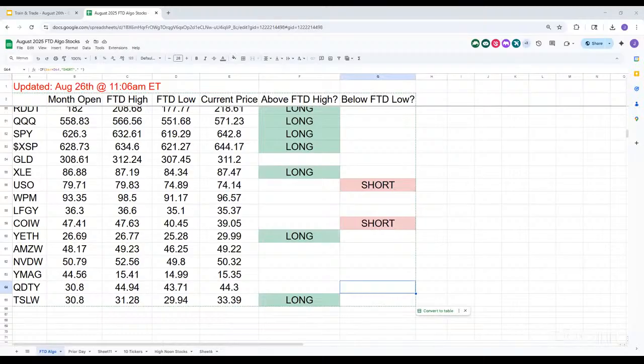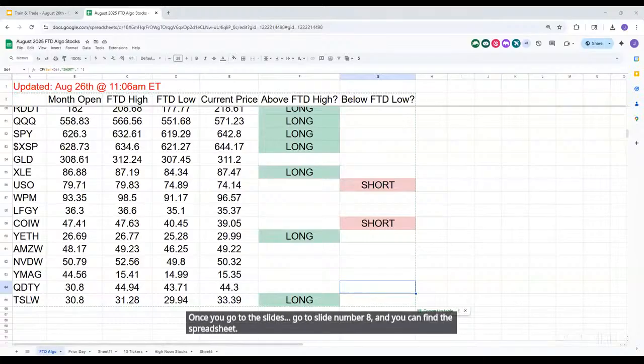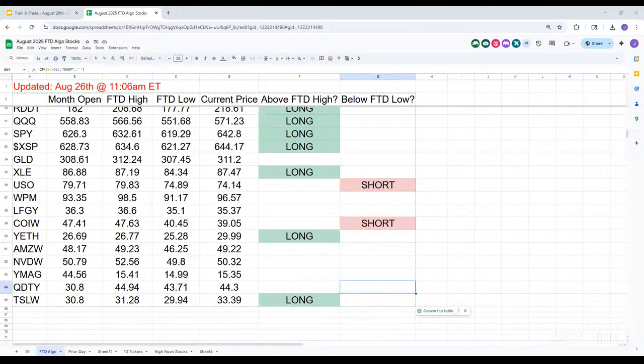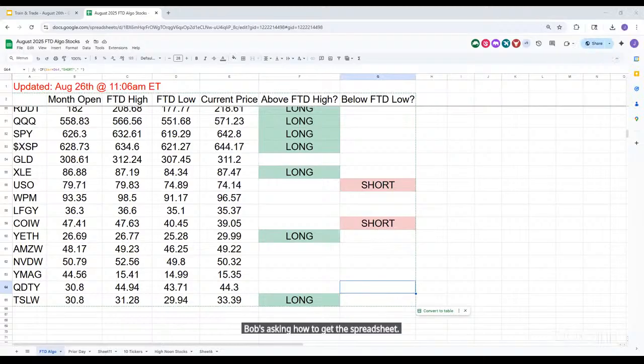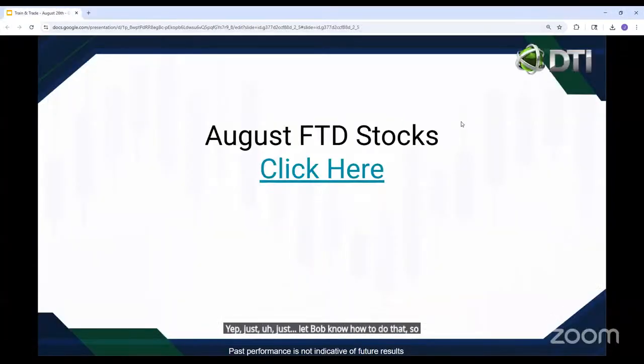The spreadsheet is on slide number 8. Slide number 8, Bob. Once you go to the slides, go to slide number 8 and you can find the spreadsheet. Bob's asking how to get the spreadsheet. Yep, just let Bob know how to do that. So we can actually move on now, Tom.